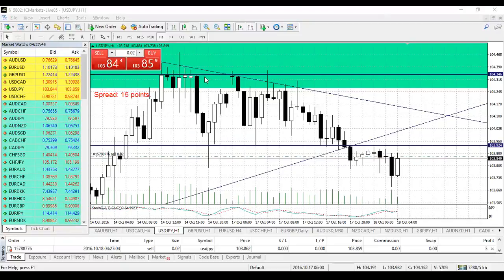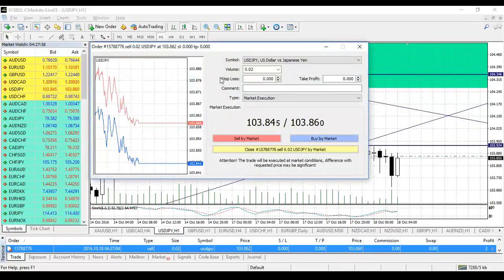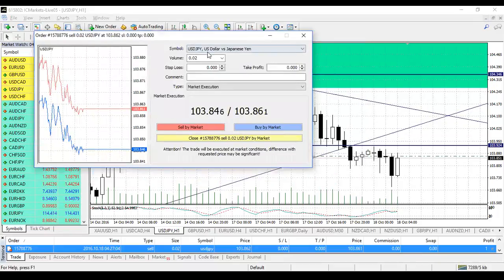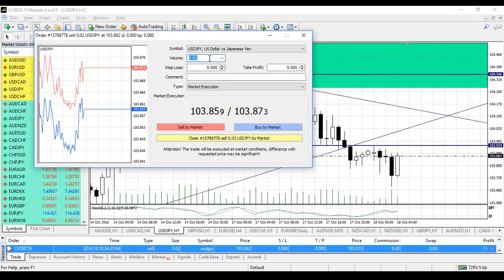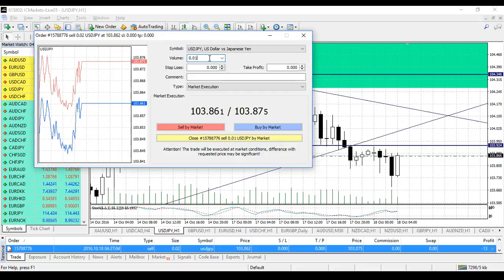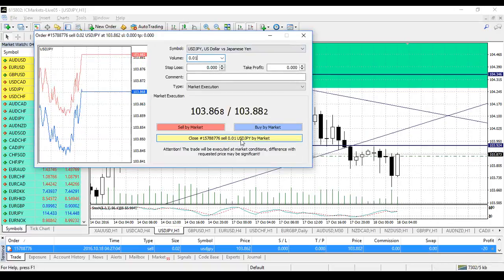Okay, perfect. Awesome. So the way you do that is, let's say I reached my take profit at 1 pip. What you want to do is double click your sizing, and then choose the lot you want to close. At this point, I'm going to close 0.01, so I'm closing half of my position. I really don't want to close it in losses, so what I'm going to do is just hit close by market.